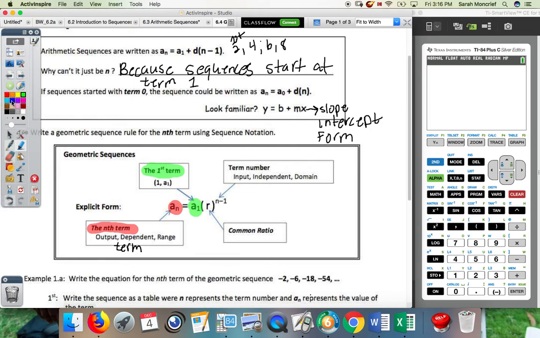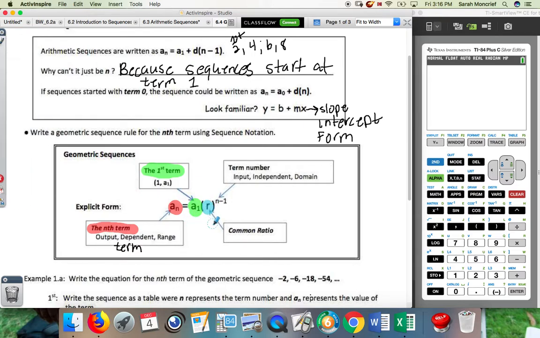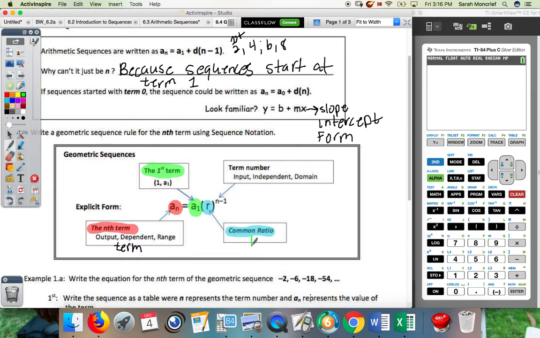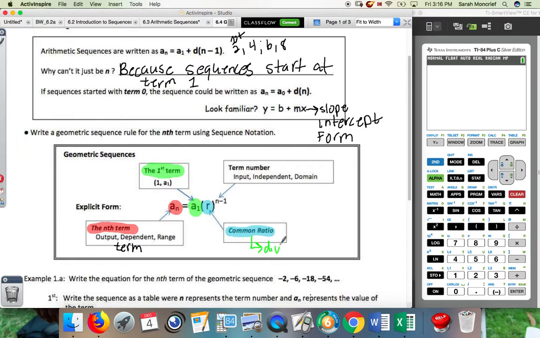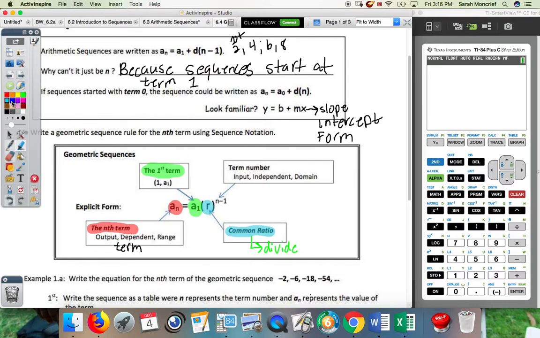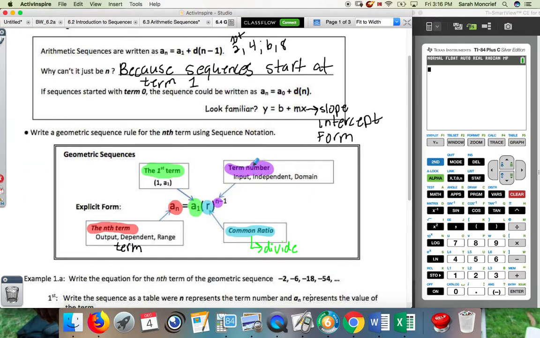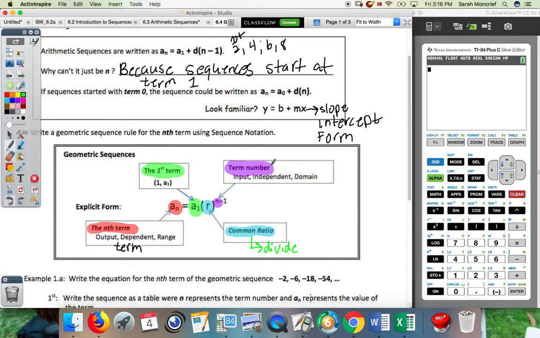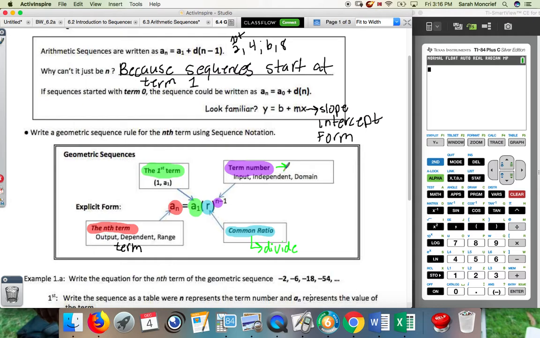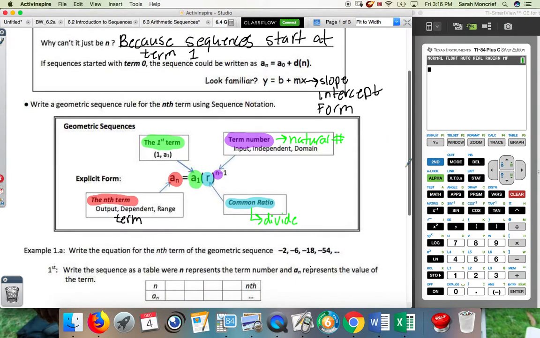Next we're moving on to r. You've seen r before, just not in this context, and r is our common ratio. It's what we get when we divide. We divide to get the common ratio. And the last thing is this sweet little n. N is our term number, and the same rules apply as in arithmetic sequences: it is a natural number. So it's not negative, it's not a fraction, it's not a decimal.